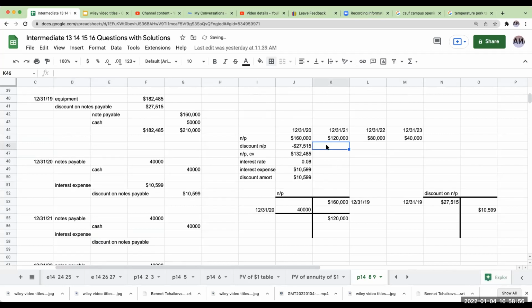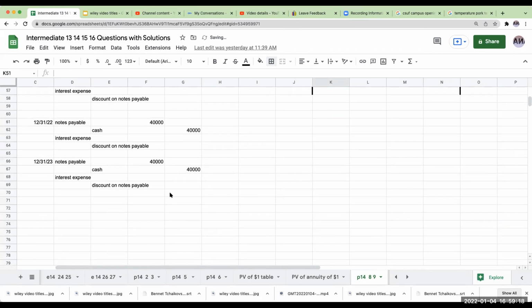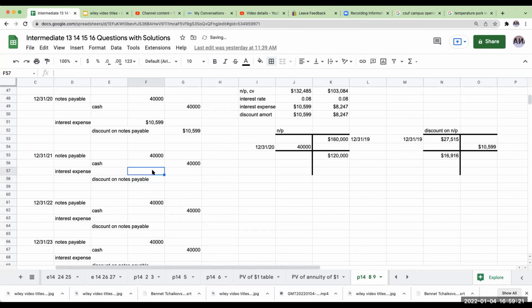So my discount on notes payable has also gone through and changed. My new discount is going to be over here at 16,916. So my note payable carrying value is 103,084. My interest expense is going to be 8,247, and that's what I'm going to be amortizing my discount for. So right over here, 8,247, 8,247. So my discount on notes payable, and we'll just write these out over here, I've got 8,247.